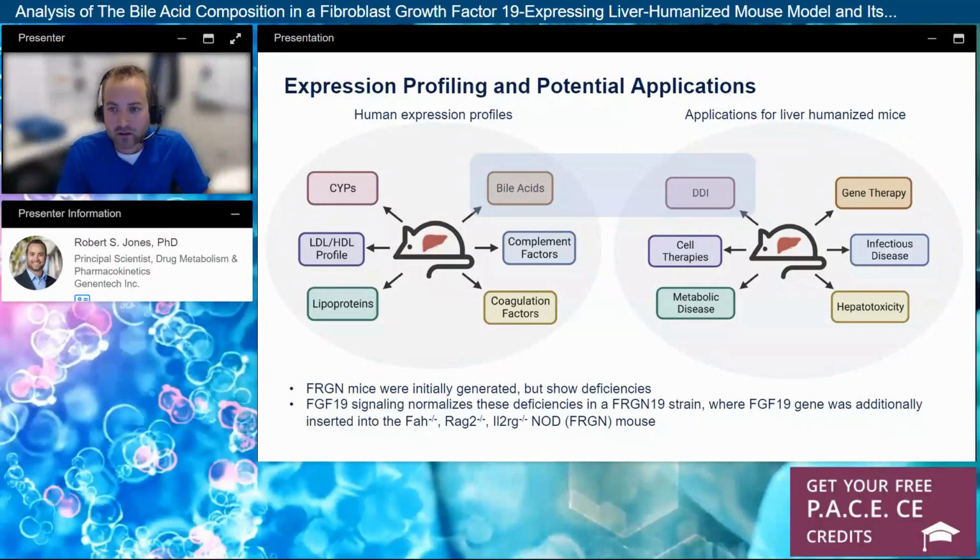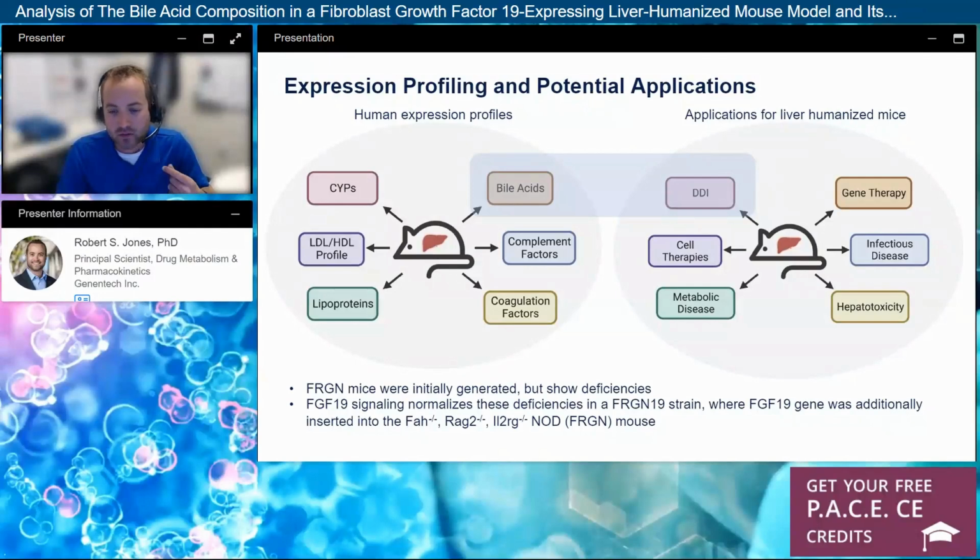So these mouse models are also used by safety assessment as well as toxicology personnel to understand toxicity-related indications. Lastly, these FRGN mice were actually initially generated. However, they showed deficiencies. We saw very large bile acid increases in particular that were not human physiologically relevant. And so what we decided to do is take this a step further and derivatize this mouse model by incorporating another human specific factor, which is human FGF19.